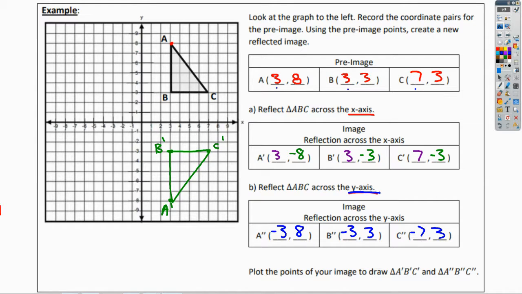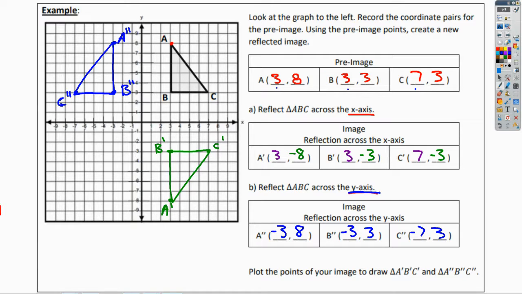So let's graph that. Negative 3, 8 is over 3, up 8. I'm going to call that one A prime 2, A with 2 dashes up there. Next is negative 3, 3. I'll call that B prime 2. And finally is negative 7, 3. I'll call that C prime 2. And I connect my dots. There we go. I have my other triangle. So that's what we're doing here.